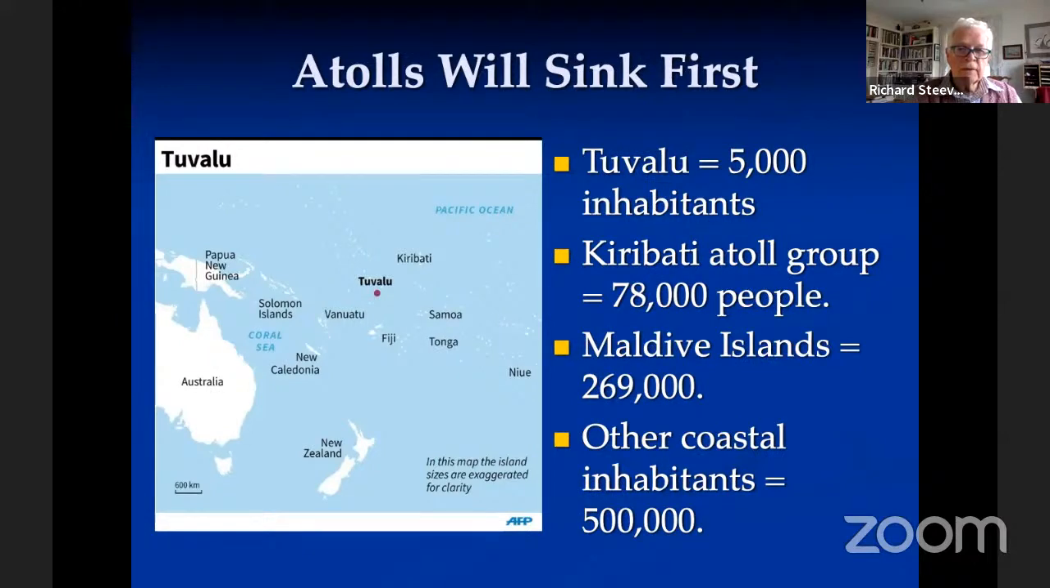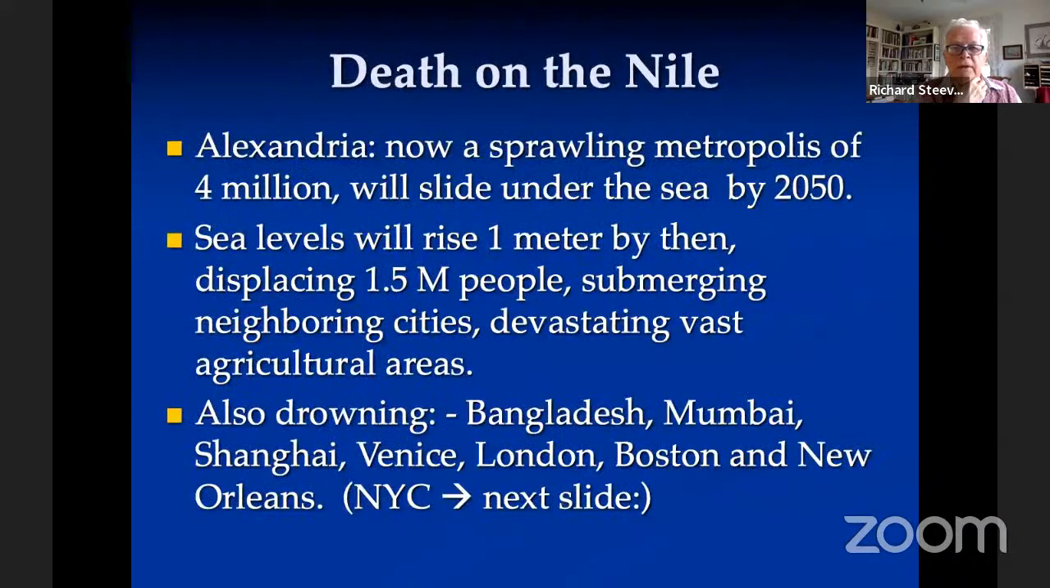undertake a migration inland. He talks about the Nile and mentioning that Alexandria, now a sprawling metropolis of 4 million, will slide under the sea by 2050. We think so often in terms of other parts we're more familiar with. I've never been to Alexandria, but I imagine it would be a very sad thing. We've already had, of course, the loss of the famous library, but to lose that metropolis under the sea would be really sad. Sea levels will rise by 1 meter by then, displacing 1.5 million people and submerging neighboring cities.